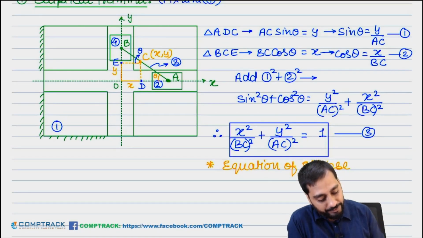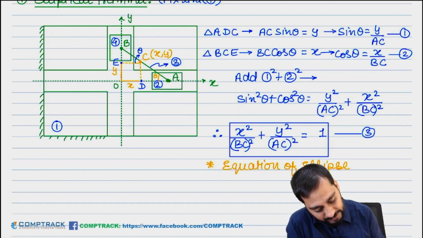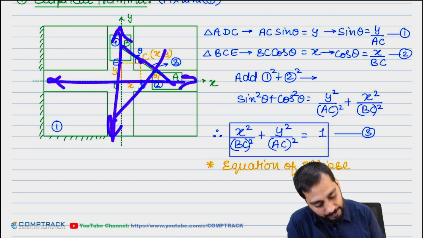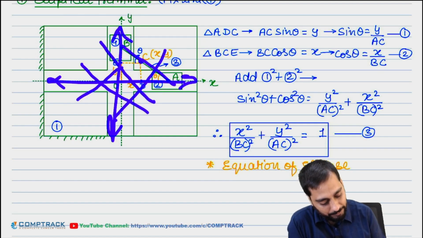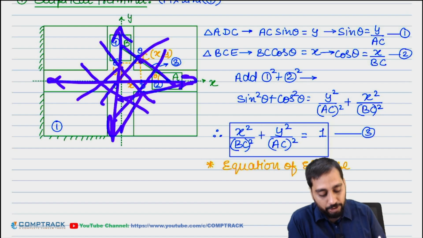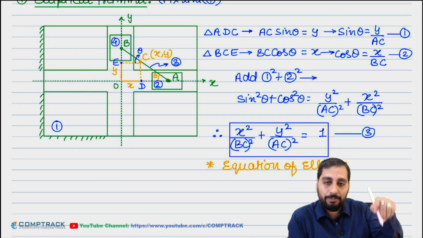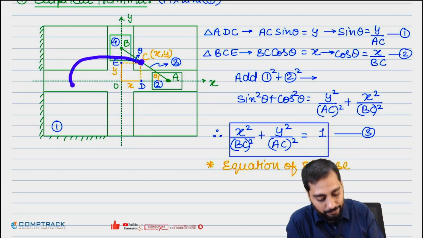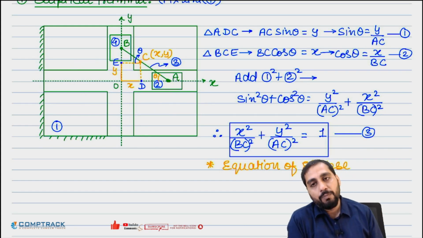So this point C, when the slider will be moving like this and like this, the bar will be doing T plus R motion. Sometime it will be like this, sometime it will be like this. So bar AB will be doing T plus R motion, and this point C will move on an ellipse like this.